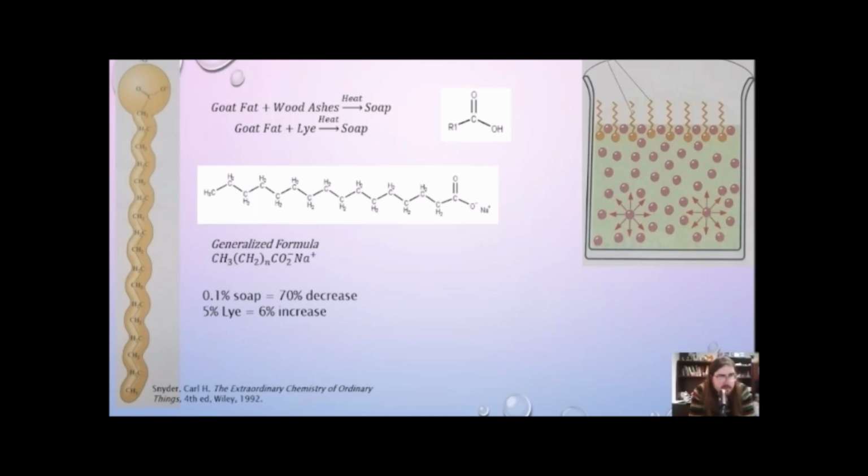Now, what they would do is take goat fat and wood ashes and heat that. The wood ashes are slightly basic, and that would produce their soap. They'd also take the goat fat and the lye and heat it to produce soap. Remember, lye is our sodium hydroxide. You want the fat plus the base, and you would produce the soap.